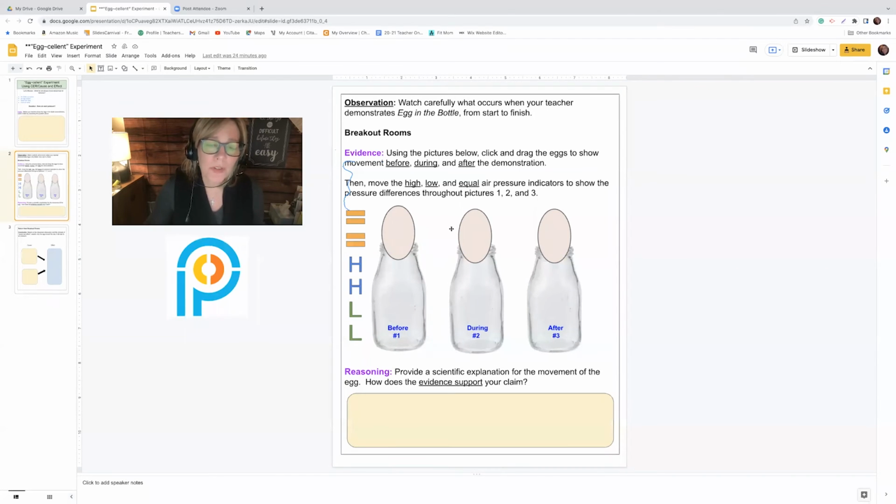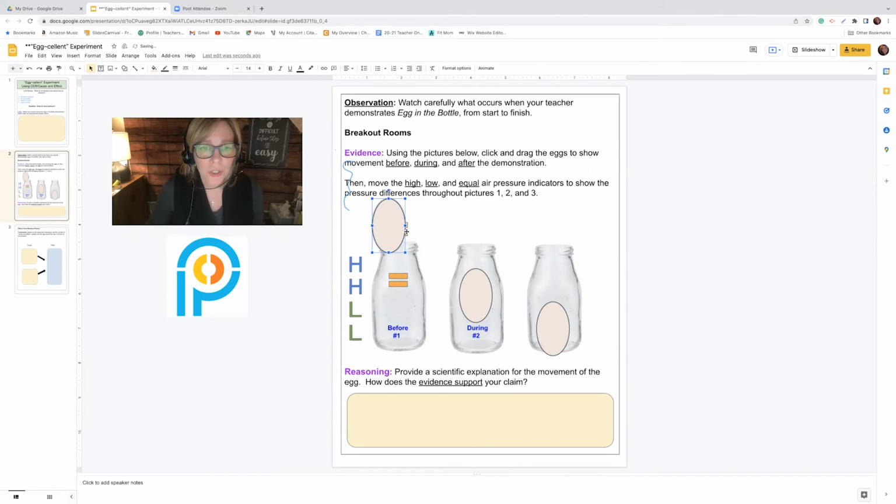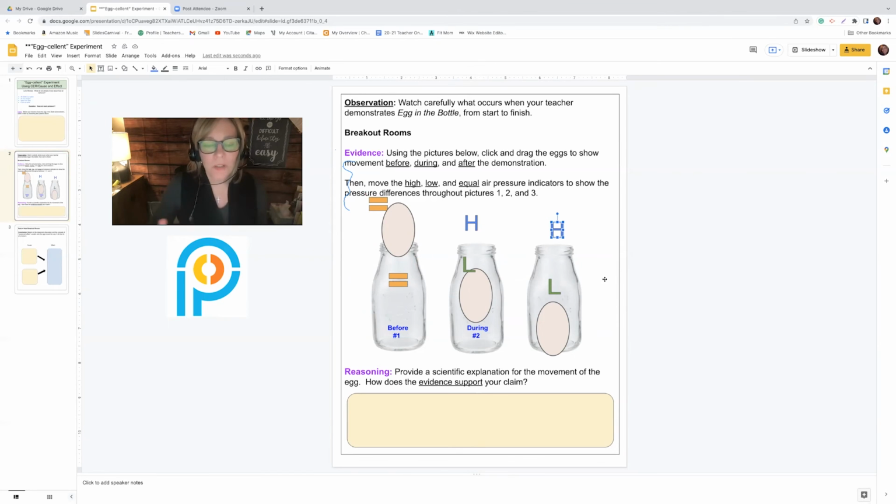So again, I would be looking for them to do something like this. This would be before, during, and after. I would be looking for them to do equal air pressure on both the outside and the inside here. And then I would also be looking for a low pressure and a high pressure, and then again a low pressure, and then a high pressure, maybe some equaling out as this is going through, because that air is going to start rushing back in. Then we would come back and have a really good scientific discussion about their answers.